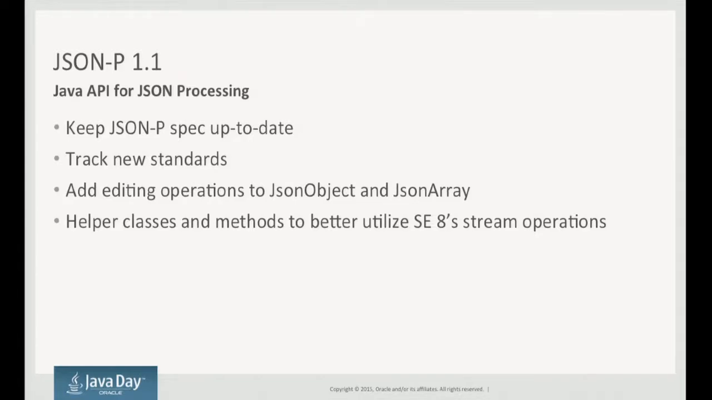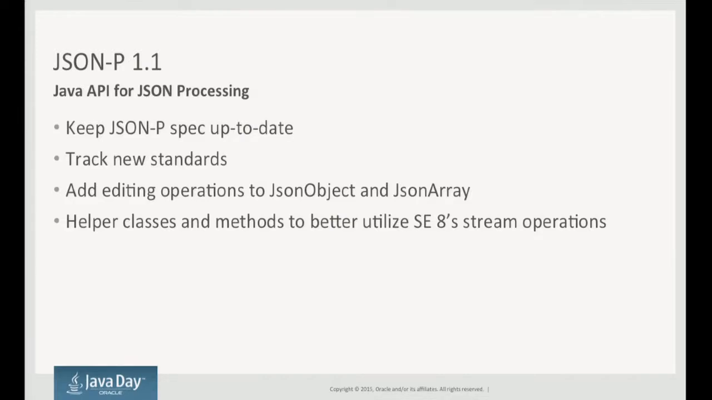So underlying this JSON binding work is work that we've begun in Java EE 7 with a JSON processing API. So JSON-B builds on top of this JSON-P. JSON-P is an API for parsing and generating JSON text. It's at a lower level.